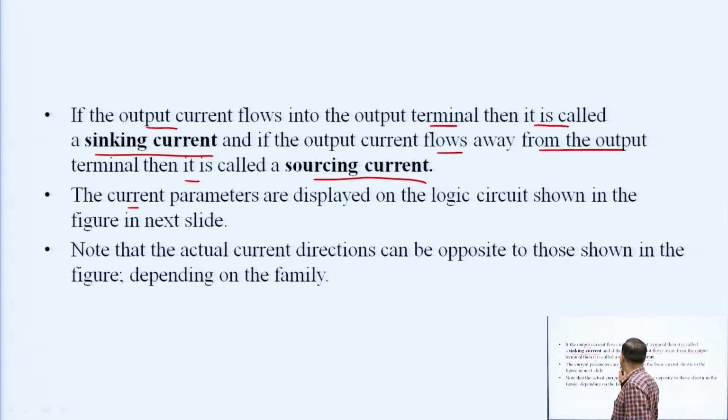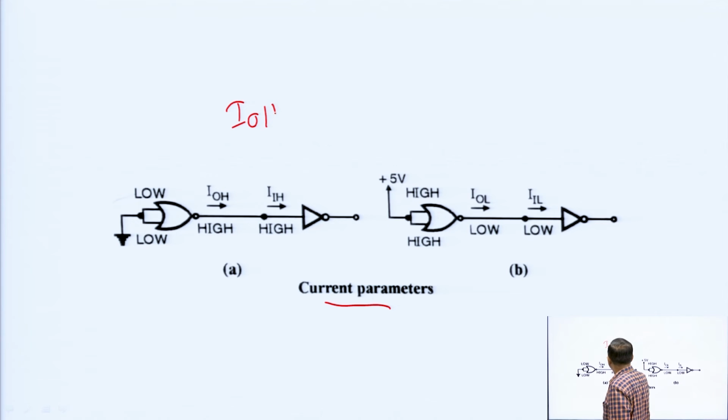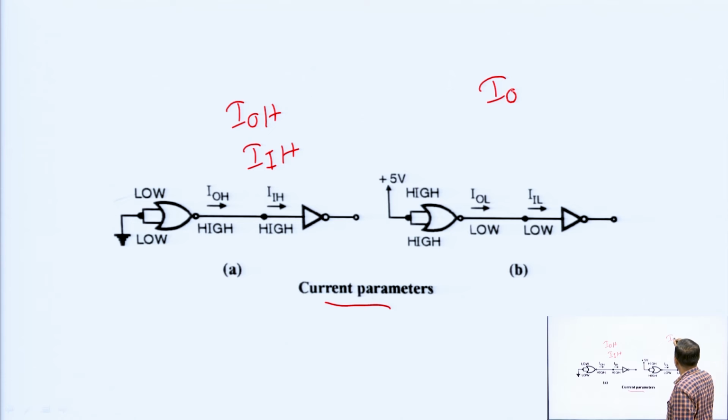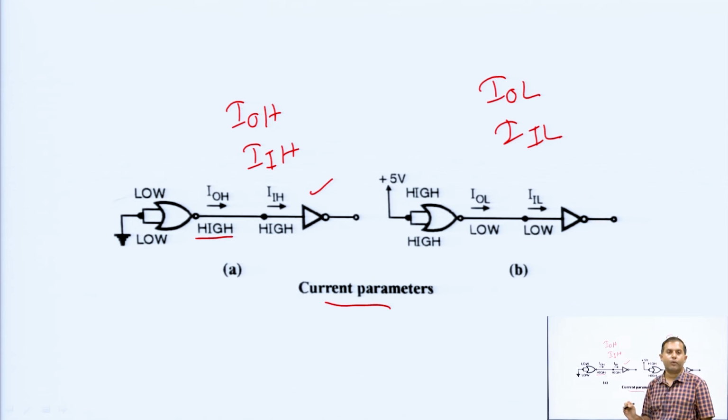The current parameters are displayed on the logic circuit. We can check this diagram. These are the current parameters. Already I have told you this is IOH and IIH. This is for IOL and IIL. Here one NOR gate is there. We know when both inputs of a NOR gate are low, then it gives high output, right. Again this high output is given as input to an inverter, so it will give a low output, right.